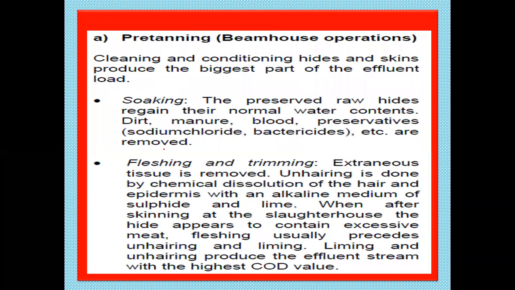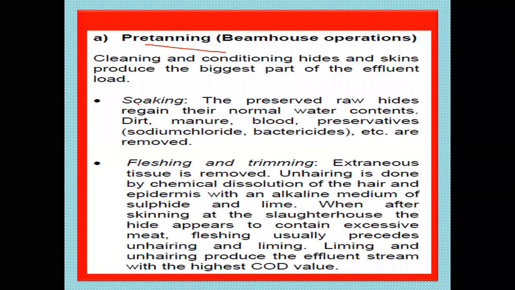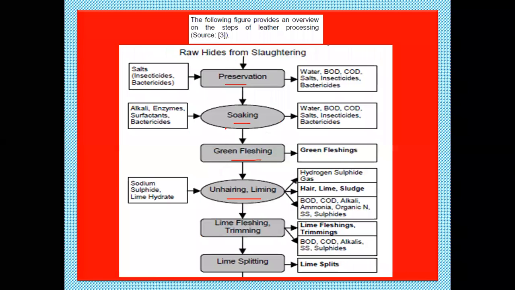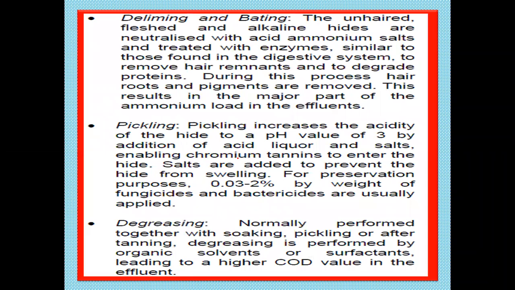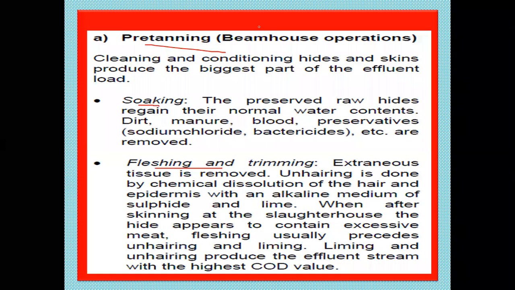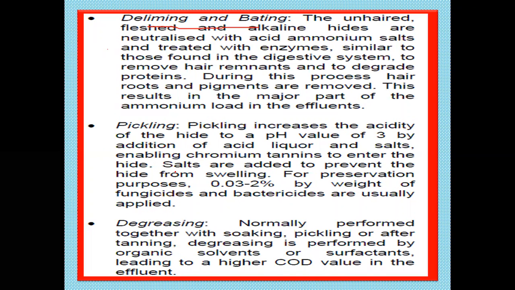So in the 4 treatment processes, what is the first one? Beam house operation. Cleaning and conditioning hides or skins produces the best part of the effluent load. So here we are doing soaking, fleshing and trimming. So here in this starting process, soaking and trimming, all of this is one stage, right? Next deliming and bating. So in the first process, if you remember these headings, you can write on your own: soaking process, fleshing and trimming process, deliming and bating process, pickling process.